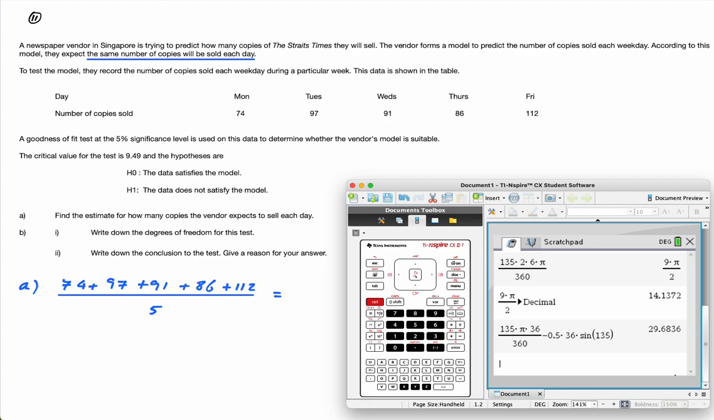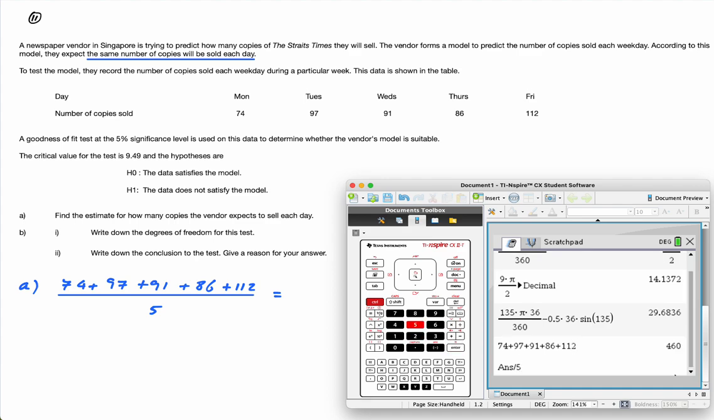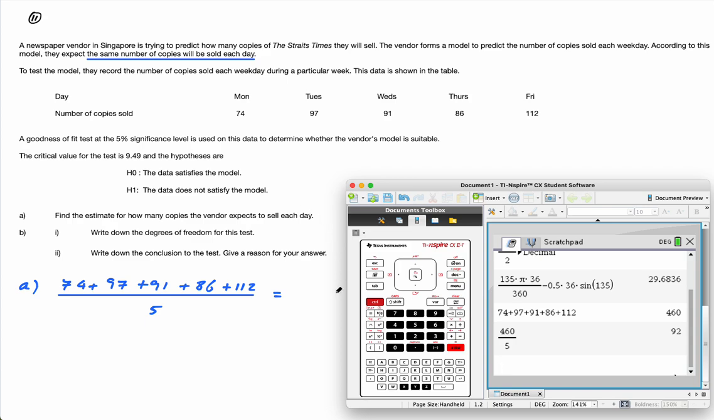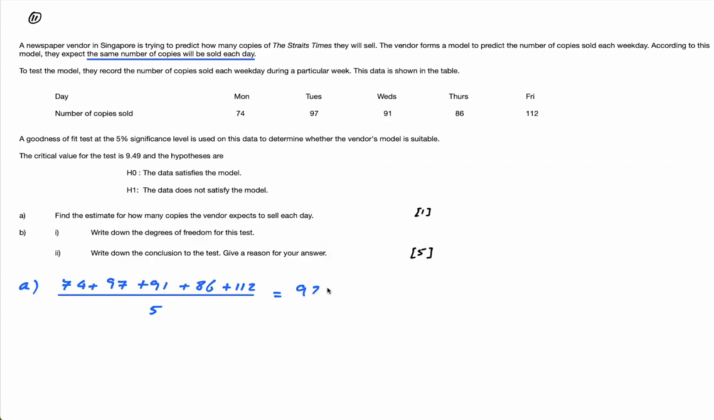Now this is only worth 1 mark, guys, so you don't even have to show that working, but I did anyway. Plus 91 plus 86 plus 112 equals that, divided by 5, 92. So 92 is what they expect to sell each day. So the expected frequency, the expected number of sales, is 92 here, 92 here, 92 here, 92 here, and 92 there.